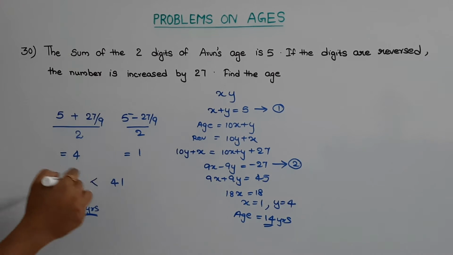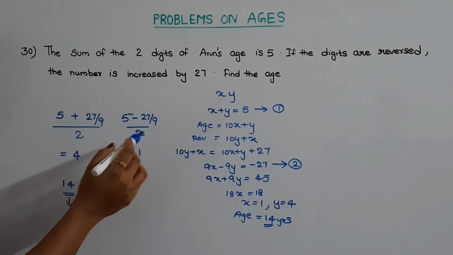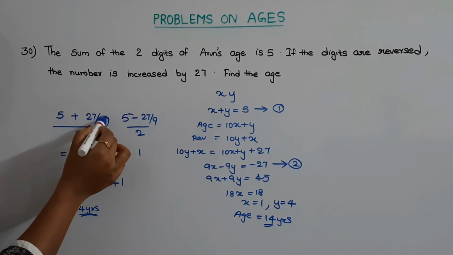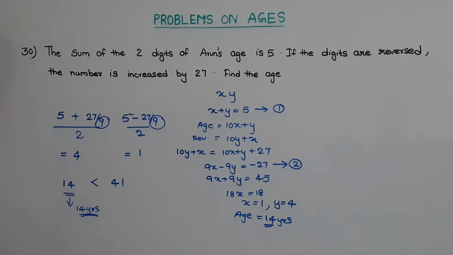Okay. So in this method also we can find out the age of the person just by one step. Here you should always take 9. Okay. This value should be always taken as 9.